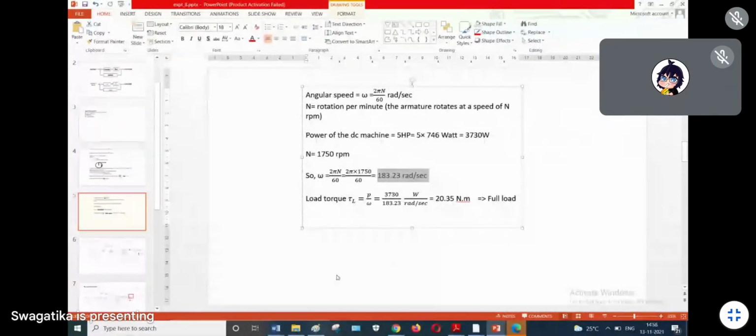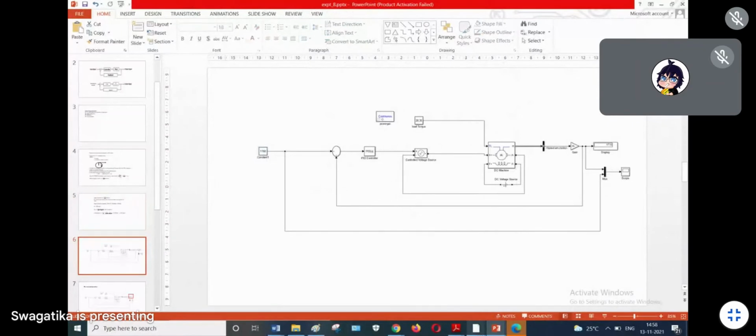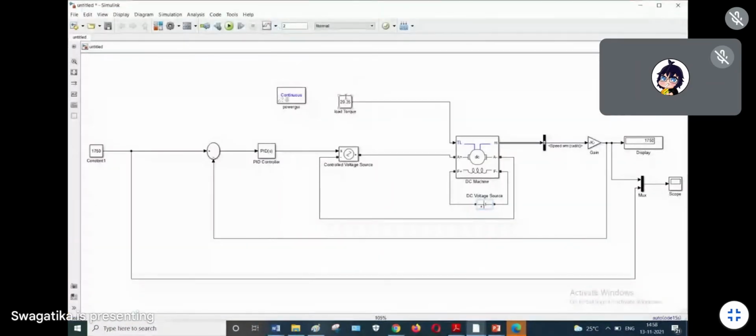Okay, and the total load torque will be P divided by omega, right? So the power is 3730 watt divided by your angular speed, 183.23. That will be 20.35 newton meter. That is your full load. So you have to provide the full load here, 20.35.